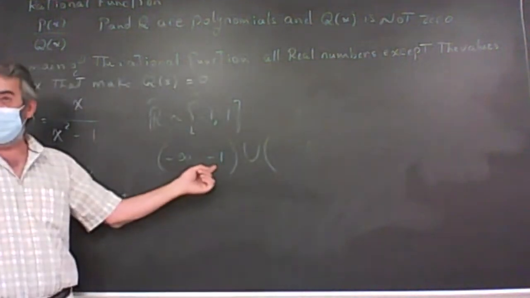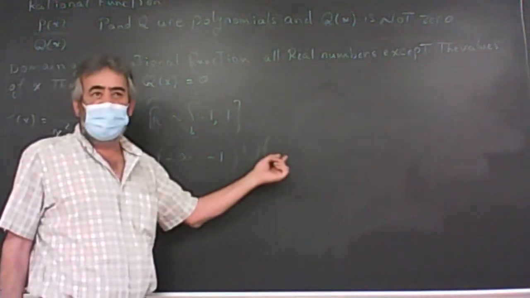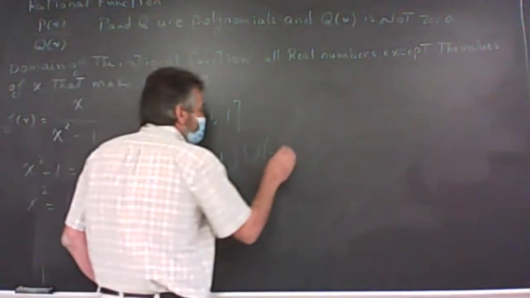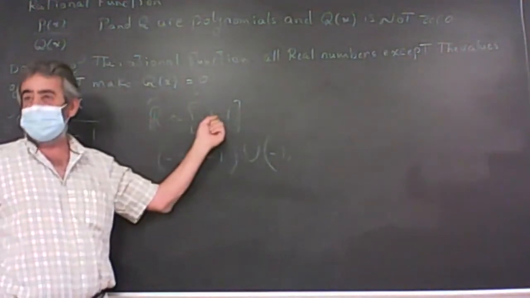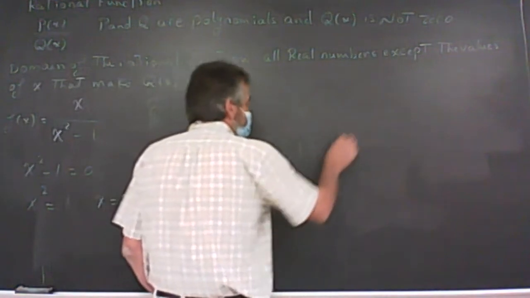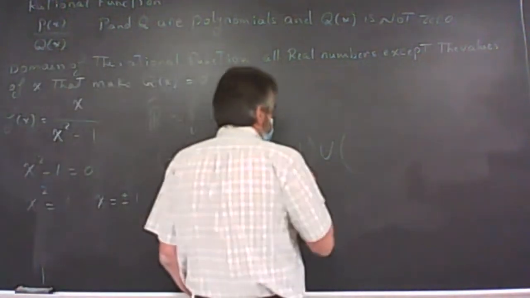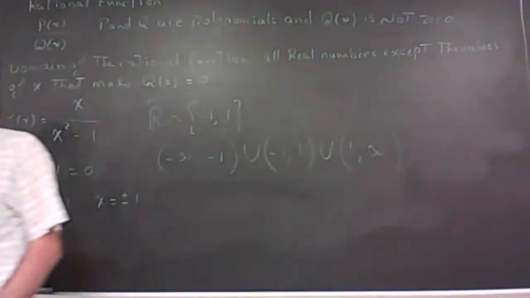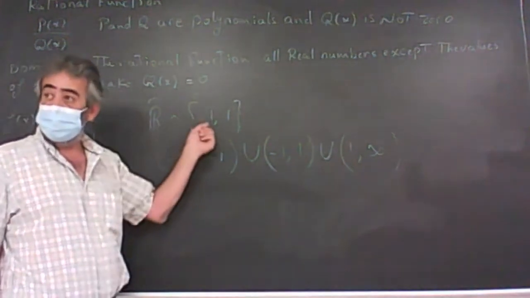Union. Now let's start. We left off at negative 1. And the next number here would also be negative 1 because I'm only excluding negative 1, nothing else. So negative 1. If I go from left to right, which number am I going to hit next? The 1. Union. Then the last one would be from 1 to infinity. And this is how you illustrate the interval notation for that.